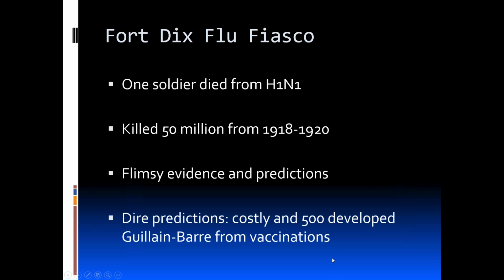The one chapter in the book that's devoted to medicine and disease prediction has to do initially with the Fort Dix Flu Fiasco, as I like to call it. This happened in 1976, and there was a soldier who had flu symptoms, and he decided to go on a training exercise that was very rigorous and physically demanding, and he collapsed and died.